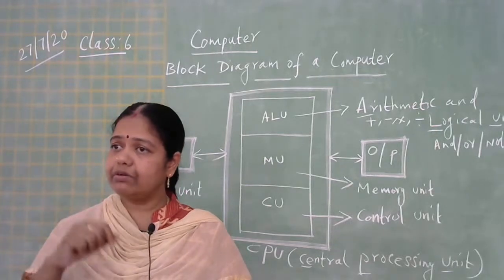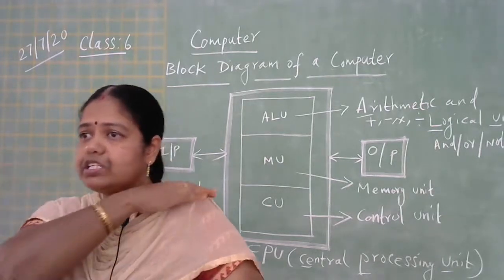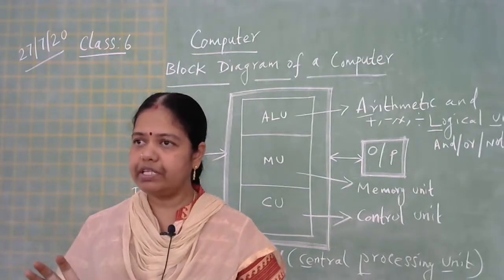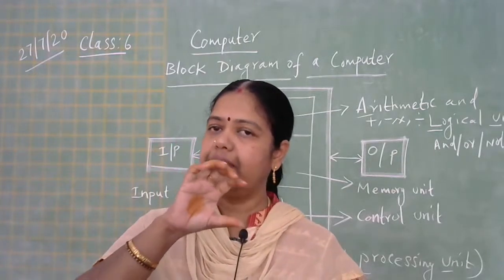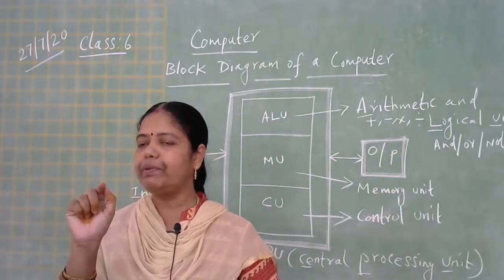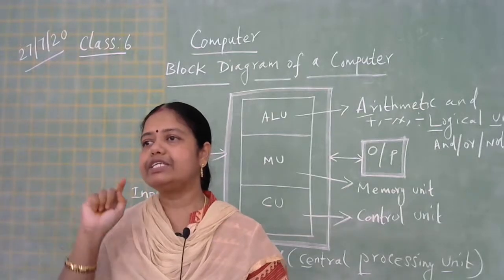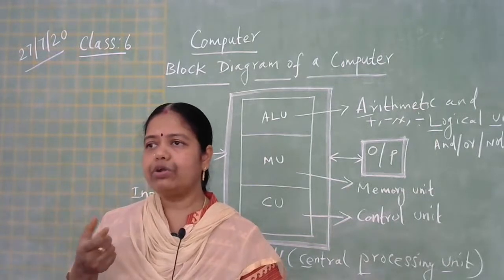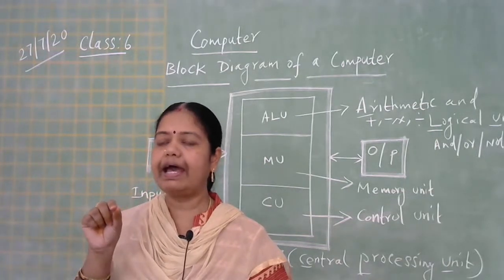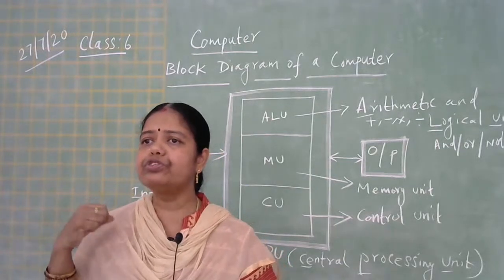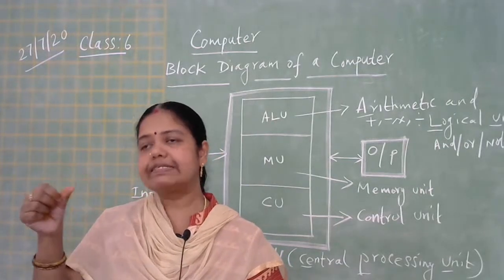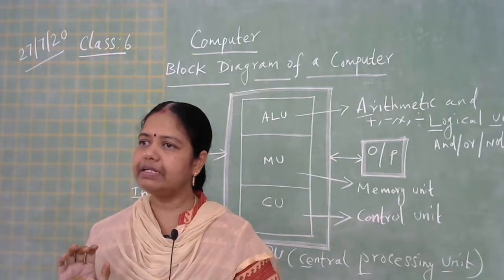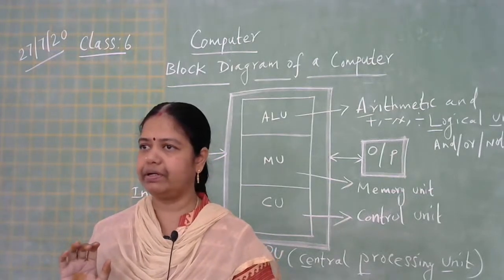A CD we can insert. One student, Mona Sharma, is asking where we have to insert the CD. In front of the CPU, you can see there is one small button in the right corner. You just have to press that, then the tray will come out. You put your CD in the tray. After putting the CD, you press the button again, and automatically it will go inside. This is how you can insert your CD on the computer.